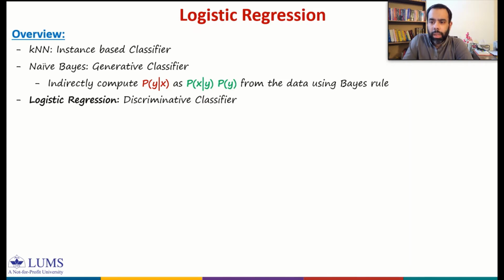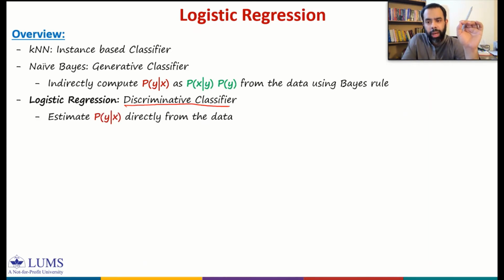Now we talk about logistic regression. Logistic regression belongs to the class of classifiers called discriminative classifiers. We call these classifiers discriminative because we estimate the probability of y given x directly from the data. In generative classifiers, we indirectly computed this probability, but in discriminative classifiers, we estimate the probability of having a label y given x directly from the data.